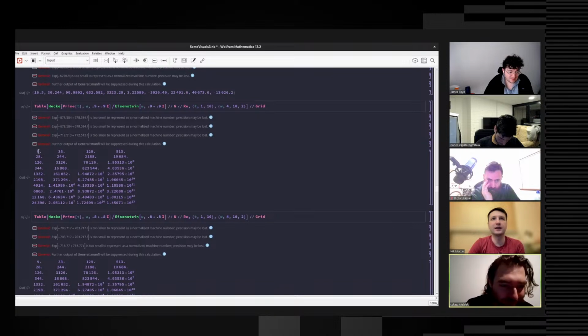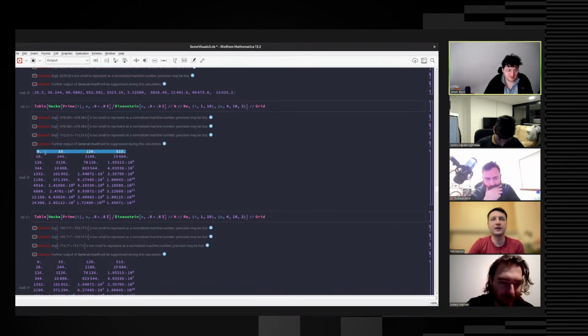Basically, so what is that? These are eigenvalues for different primes and different weights for the Eisenstein series. Different weights and different primes.